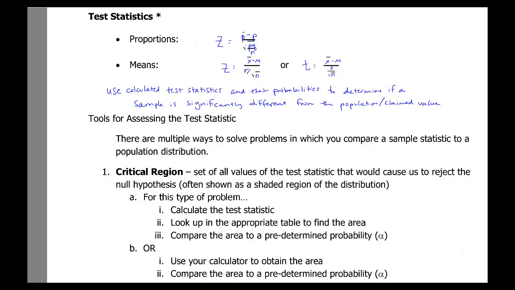In this unit, we're going to be looking at some different test statistics to calculate and find their probabilities and use those to make decisions about the claimed value for the population.